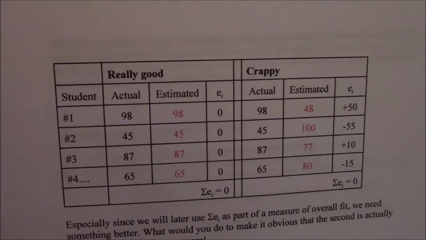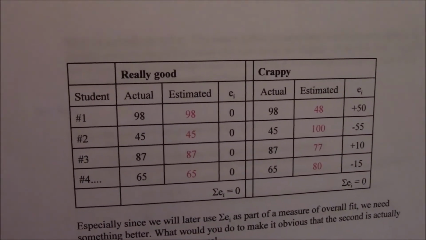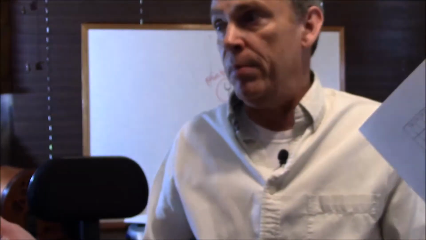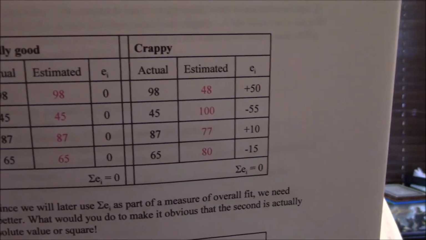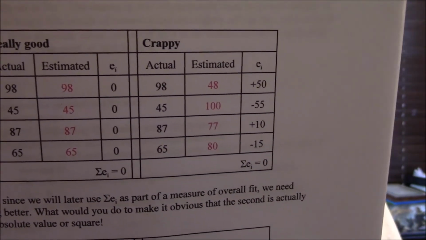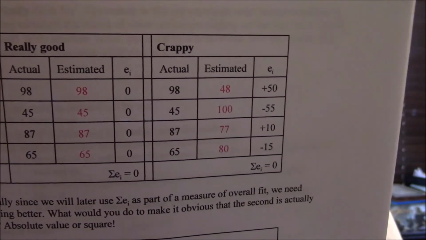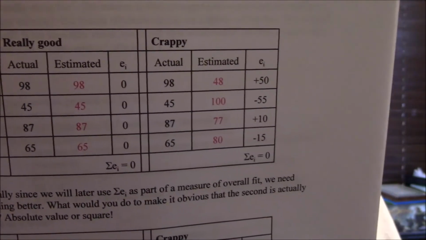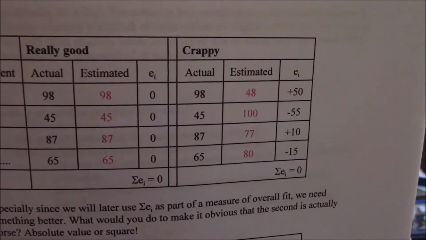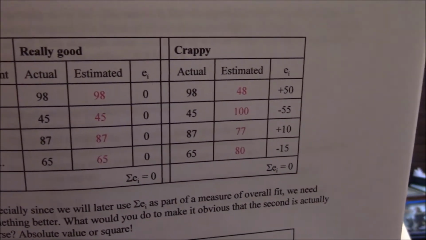Man, in red is what you got from your estimated regression equation, and those are nailing exactly what people actually graded. Which would never happen, by the way, but that's an incredible regression. Over here on this side, the regression equation predicted the first kid would make a 48, and they made a 98. Predicted the next kid would make 100, they made a 45. Predicted the next kid would make a 77, they made an 87. Predicted that the next kid would make an 80, they made a 65. That's a pretty crappy regression. It's way off of what the actual values were.